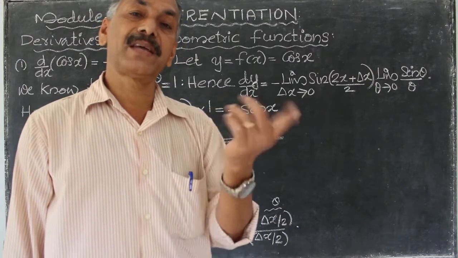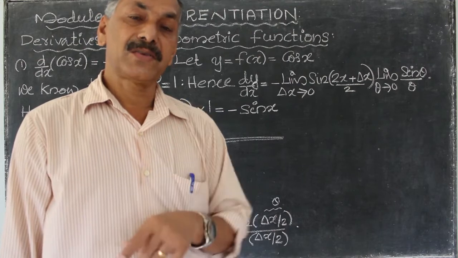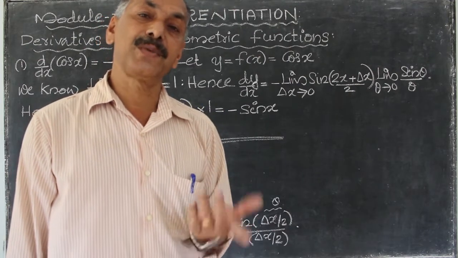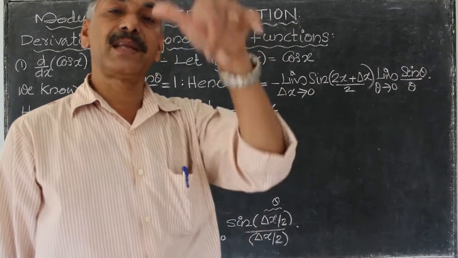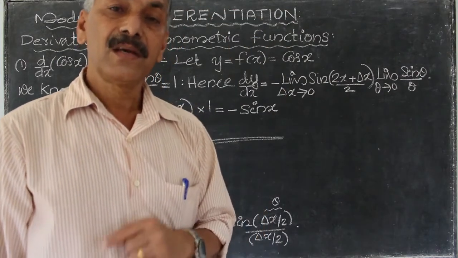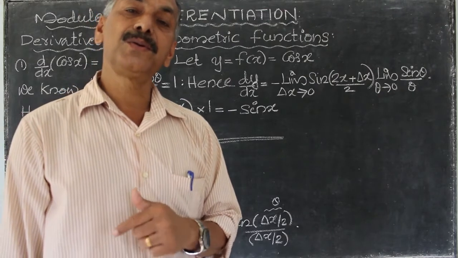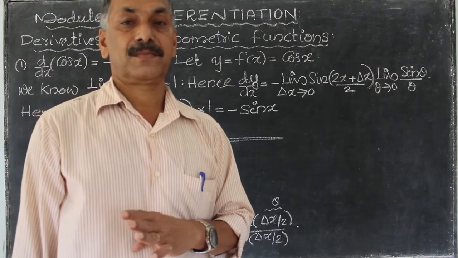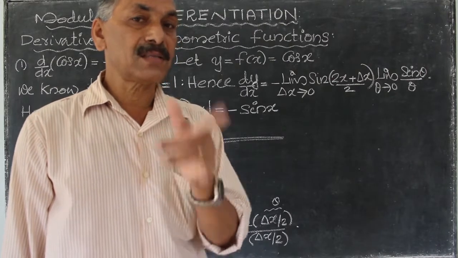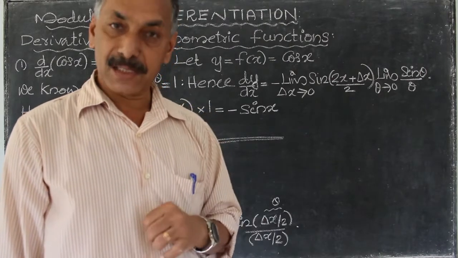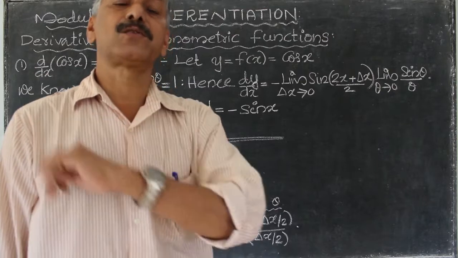Sin of (A plus B) is sin A cos B plus cos A sin B. Sin of (A minus B) is sin A cos B minus cos A sin B. And in sin C minus sin D, the sin A cos B terms cancel, giving 2 cos of (C plus D) by 2 into sin of (C minus D) by 2. And then 2 into cos of (2x plus delta x) by 2 into sin of (x plus delta x minus x) by 2, that is delta x by 2.